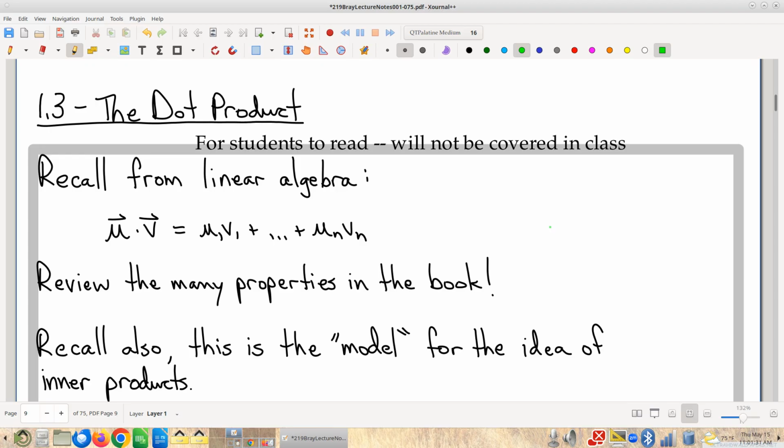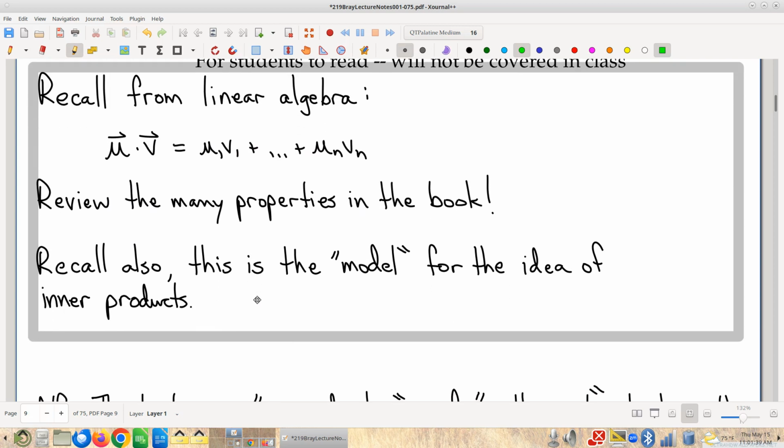And this right here, of course, is a review. Y'all have seen this from linear algebra. It's one of the fundamental constructions of linear algebra. And so, I'm going to remind yourselves to review all of that stuff. And don't forget, for whatever it's worth, this is the model for the more general construction of inner products. So that's another good thing to make sure that you're comfortable with. Although in this class, this is the only inner product that we will work with.